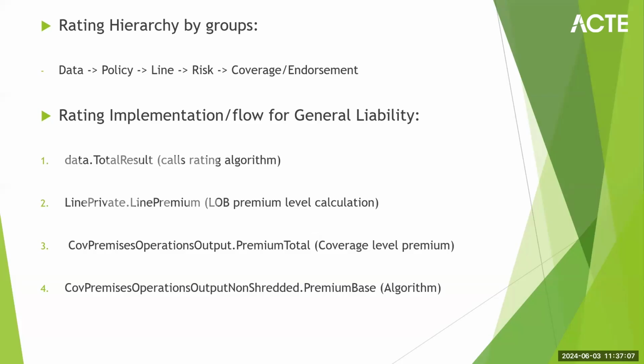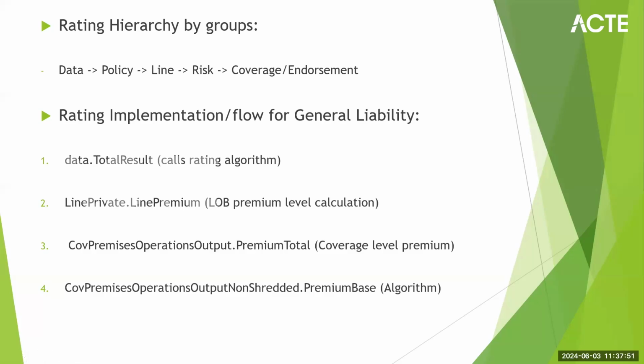Rating hierarchy by group. So this is the path we follow for the rating. First, data is common with the main parent. This is the main parent group. Next will be a policy, because we are doing the rating for the policy. Next will be a line group, which is the parent of the risk group. Next will be the risk group. Next will be coverages or endorsements. This is the hierarchical structure group for the rating.